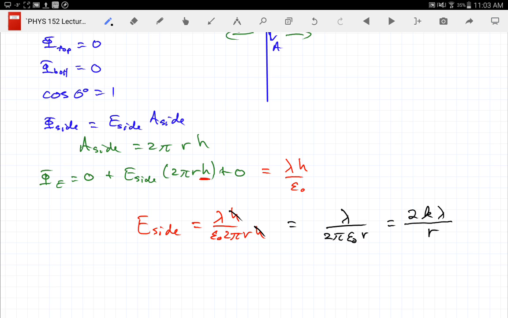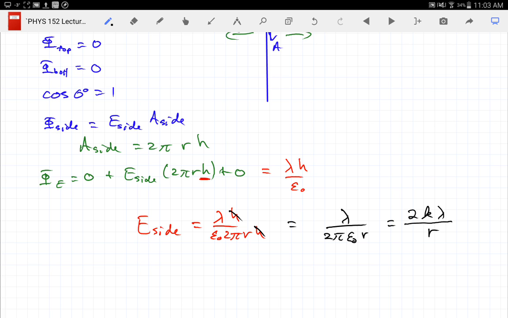Notice that K was 1 over 4 pi epsilon 0. So 1 over 2 pi epsilon 0 is 2K, and that's why I made the substitution for 2K. But what is key here, to me at least, is that the electric field from a point charge, how the electric field changed as you got farther away?